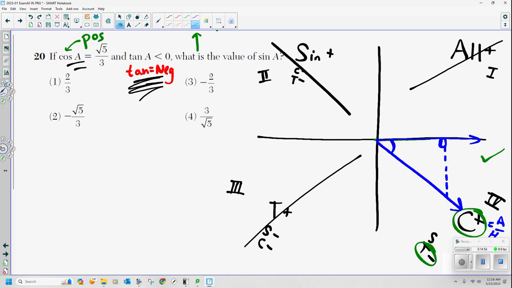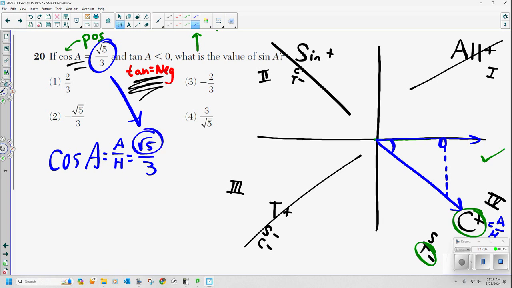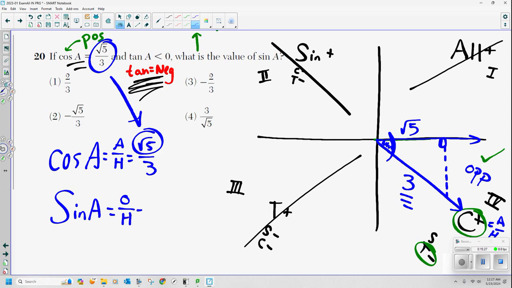The hypotenuse here, let's go here. Cosine of my angle, which is adjacent over hypotenuse, is radical 5 over 3. Where am I getting that? Right here. So my adjacent side is radical 5 to this angle. My hypotenuse is 3. They want to know what the sine of this angle is. Well, sine is opposite over hypotenuse. So sine of angle A, it still uses the same hypotenuse, which is 3. I just got to know what's the opposite side.